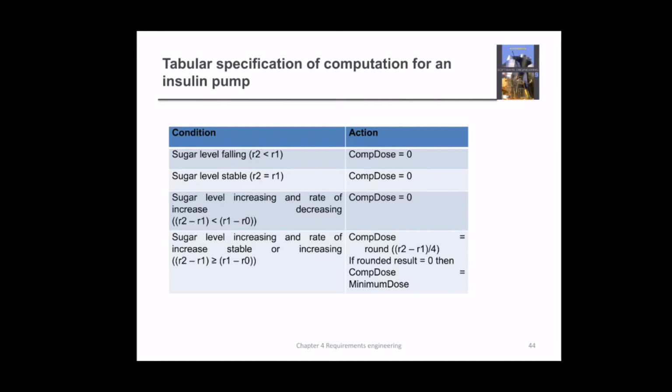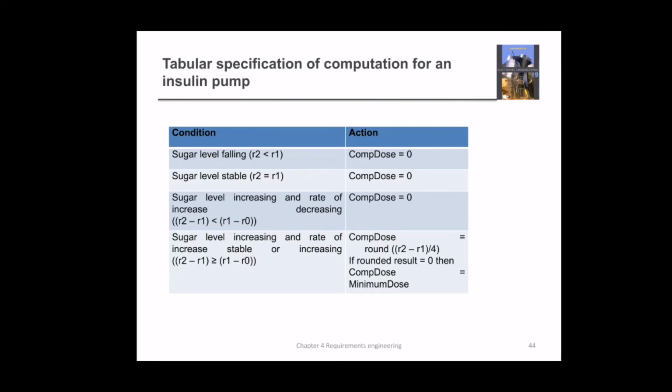Here we have conditions. The first one is sugar level is falling, right? R2 is less than R1. What does it mean? Sugar level is falling. If the sugar level is falling, what is the action to be taken? Compute dose is 0. Sugar level is stable, right? R2 is equal to R1. Then the sugar level is stable, and compute dose is 0. And apart from this, if the sugar level is increasing and the rate at which the increase is happening is decreasing, then we come to the conclusion that compute dose is 0.